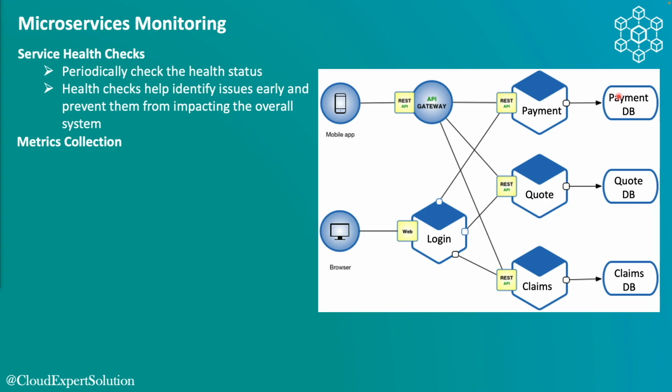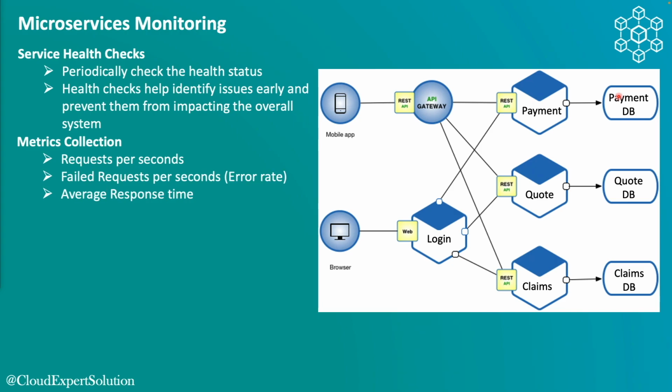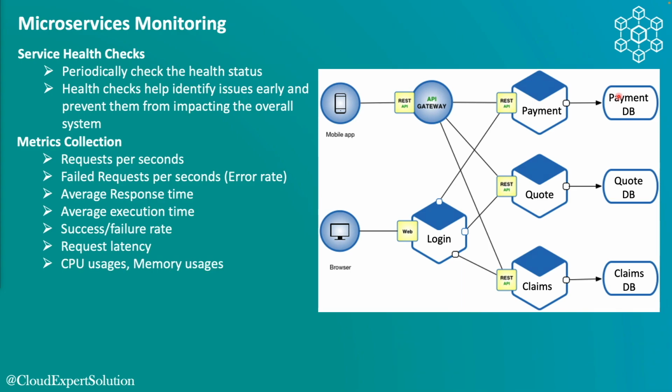Next is metrics collection. As part of the service health check, we can collect different metrics like requests per second, failed requests per second, or the error rate, or the average response time, average execution time, maybe success or failure rate. Maybe we can go for the request latency, or maybe we can use CPU usage, memory usage. All those metrics we can monitor. And as I mentioned, these are the preventive actions, not the reactive actions.